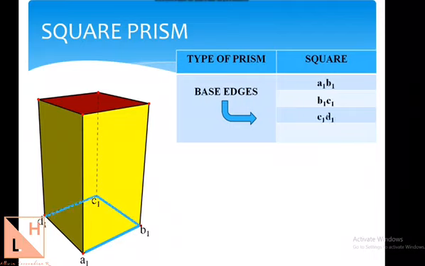If it is a pentagon prism, we will have 5 base edges. If it is a hexagon prism, we are going to find 6 base edges. So that is all about the base edges. Now we have already discussed the base edges. Let us see the next type of edges we'll come across in a square prism. The type of prism is a square, and now we are going to see top edges.